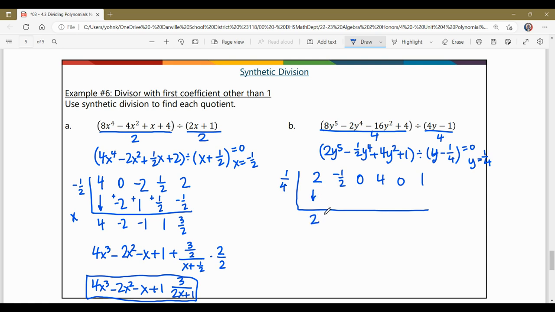So bring down the 2. 2 times 1/4 is a half. Negative 1/2 plus 1/2 is 0. 0 times 1/4 is 0. Add and you get 0. 0 times a fourth is 0. Add it and you get 4. 4 times a fourth is 1. Add it and you get 1. Multiply it by 1/4.